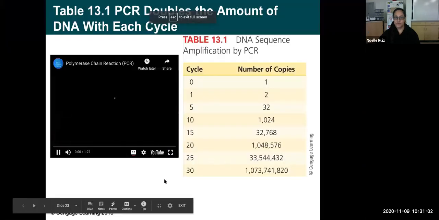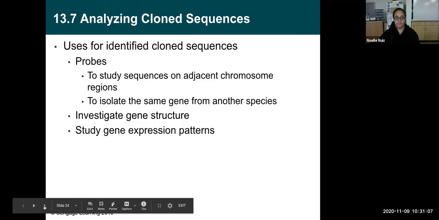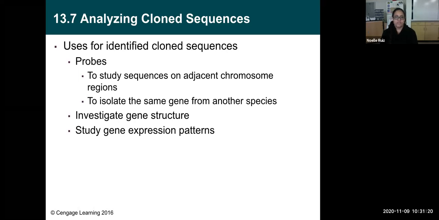So that's the PCR process, polymerase chain reaction. And then you have to analyze the clone sequences. You have to know what you're doing. So you can't just copy it and leave it alone. You have to see if you did it right, see if you got the right gene.